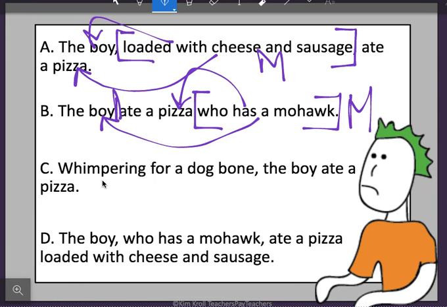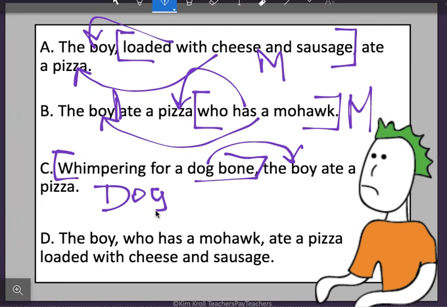C, whimpering for a dog bone, the boy ate a pizza. All right, whimpering for a dog bone is our descriptive phrase. However, it makes it sound like the boy is whimpering for a dog bone, which doesn't make any sense at all. We assume that there's a dog somewhere whimpering for this dog bone. However, the dog doesn't appear in this sentence anywhere. So it doesn't make a lot of sense.